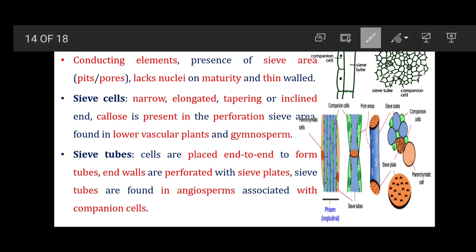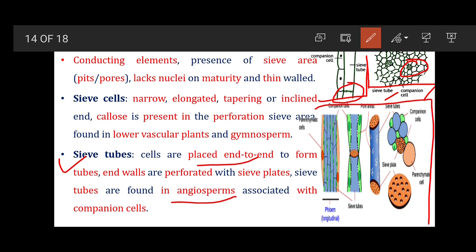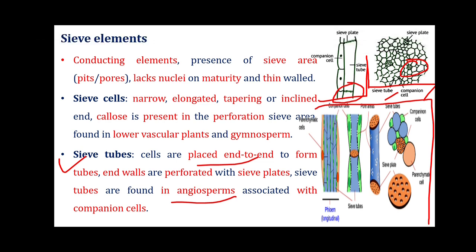You can see here the second category, sieve tubes. They are placed end to end to form a tube, and the end walls are perforated with sieve plates. So this region is known as sieve plates. They are found in angiosperms and associated with the companion cell. This is the LS structure, and this is the TS structure where you can see sieve tubes, companion cell and the sieve area. A similar understanding you can get from this image also. We just have to stop the video and correlate the diagram with the given text.